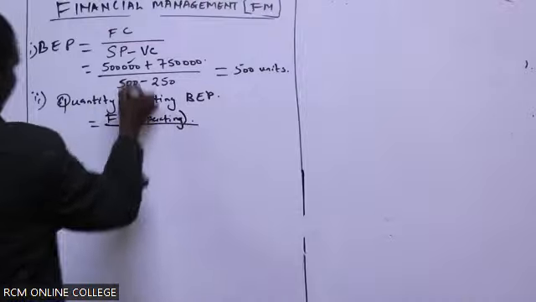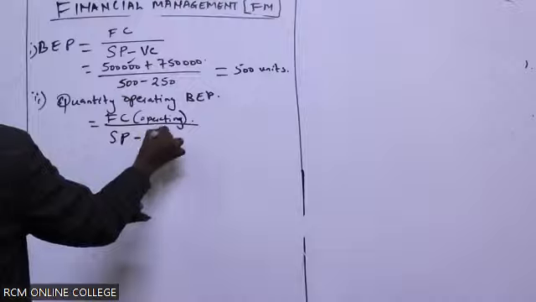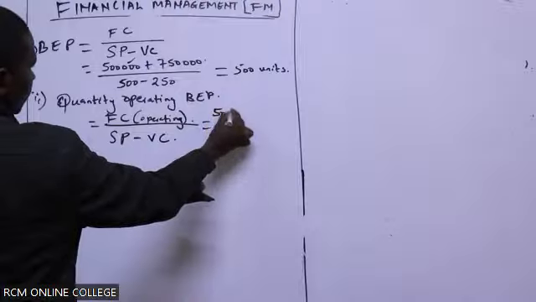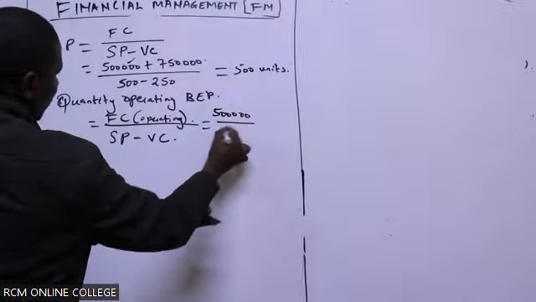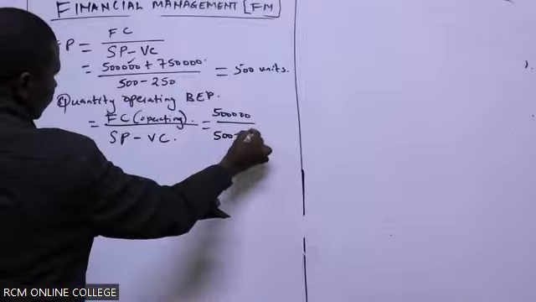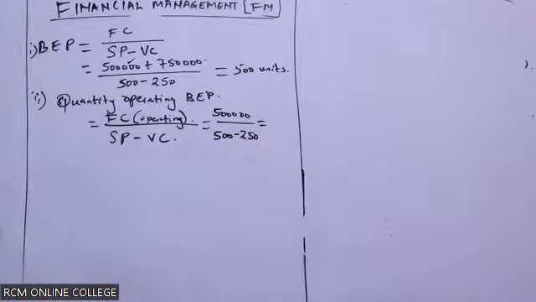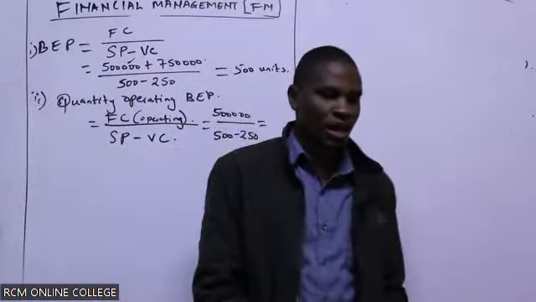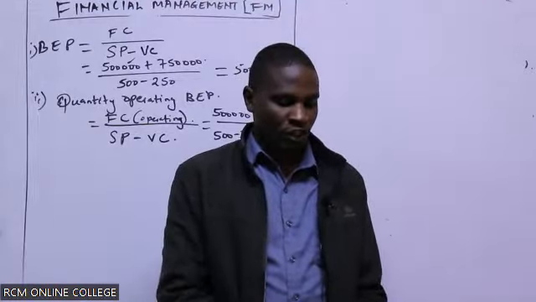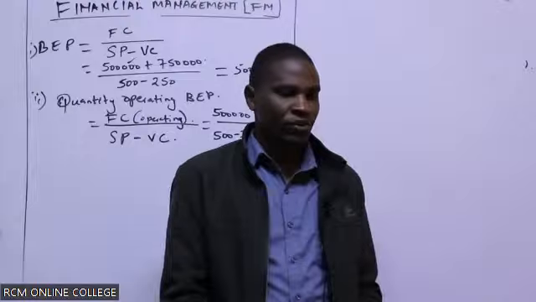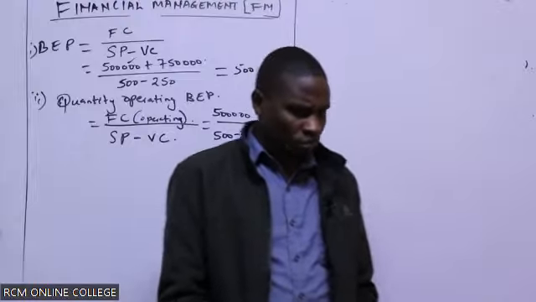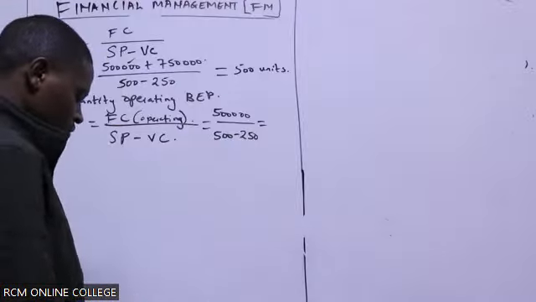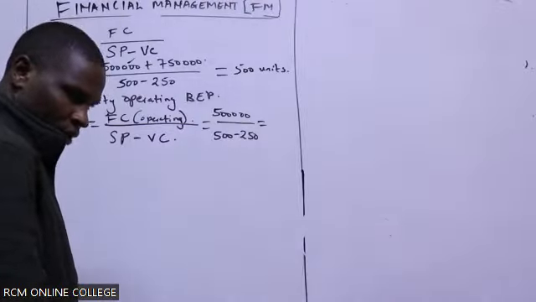divided by what? The selling price minus variable cost, which will be equal to what? Fixed cost of operating is 500,000 divided by 500 minus 250. How much do you get? Leave that one so we go to our major focus here, degree of operating leverage. How is it? You told me it is 500.